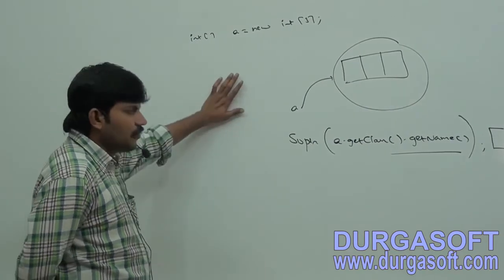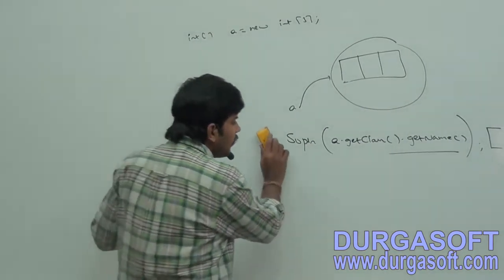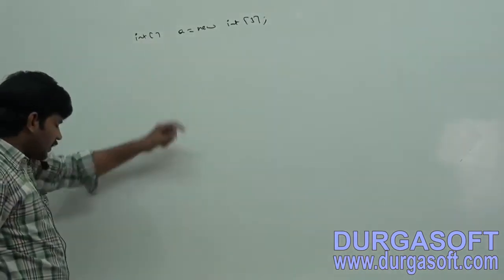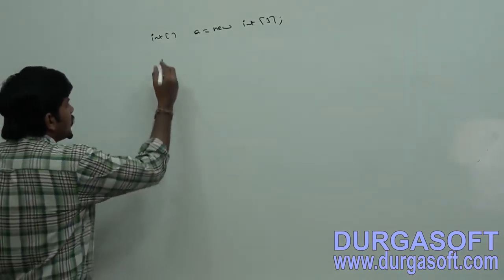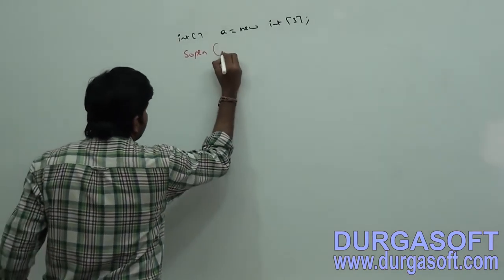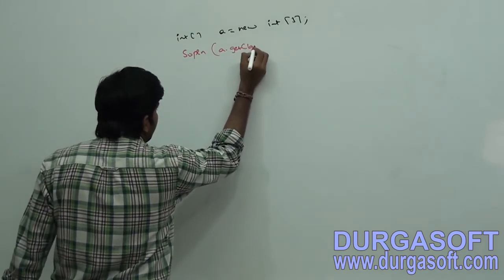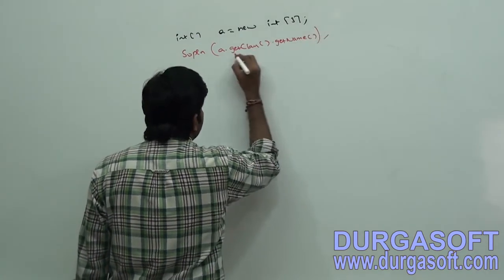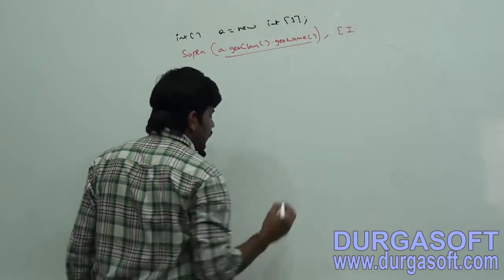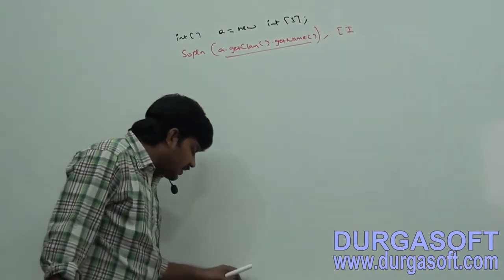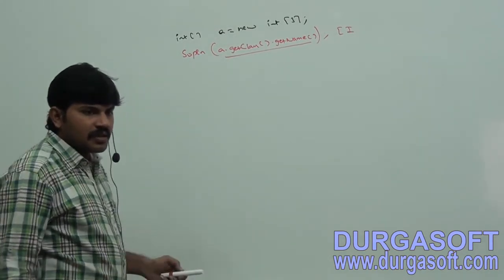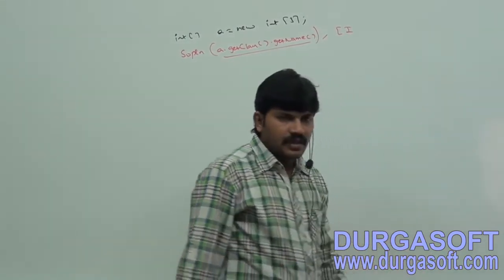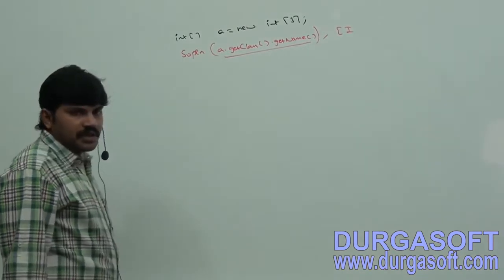Okay, I hope this is clear now. Let me explain with this line as an example: System.out.println(a.getClass().getName()). Here a.getClass().getName() gives the class name, which is nothing but [I.